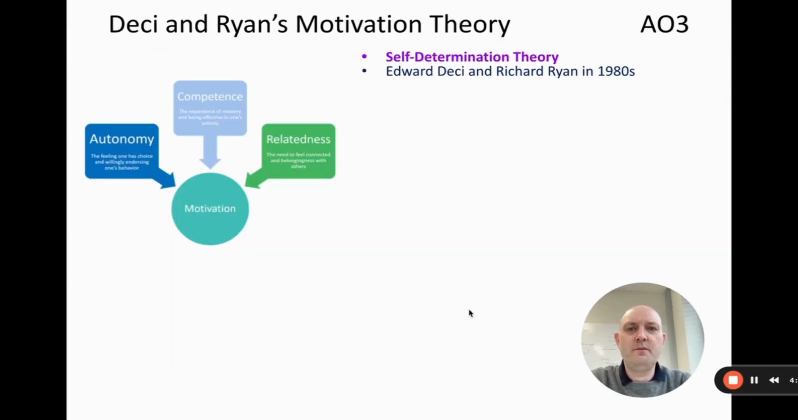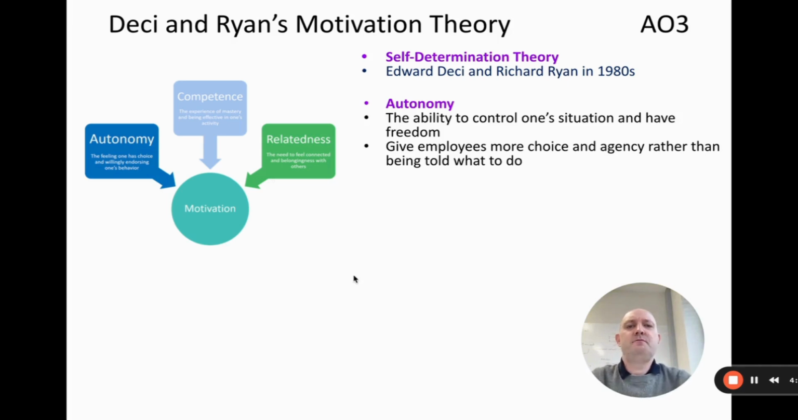Okay, on to the second one, which is Deci and Ryan's motivation theory. This is also called self-determination theory. This was created by Edward Deci and Richard Ryan in the 1980s. Again, this theory is in 3 parts: autonomy, competence, and relatedness. This theory is saying that we need to satisfy these 3 in order for people to have motivation to do things. So autonomy is the ability to control one's situation, have freedom.